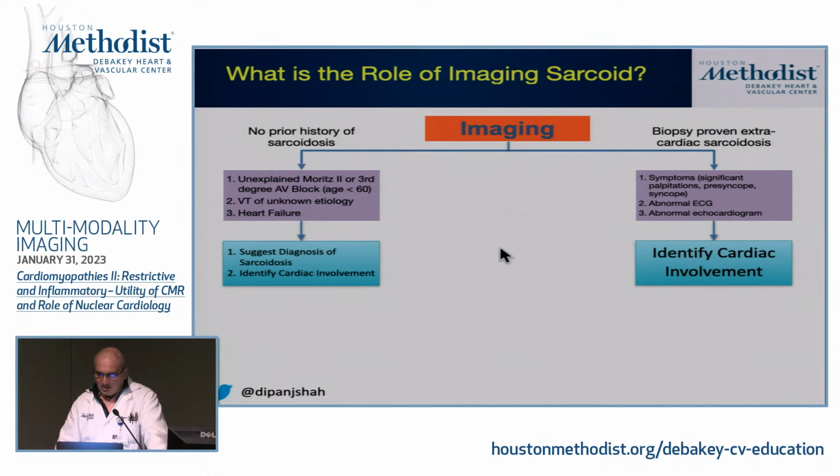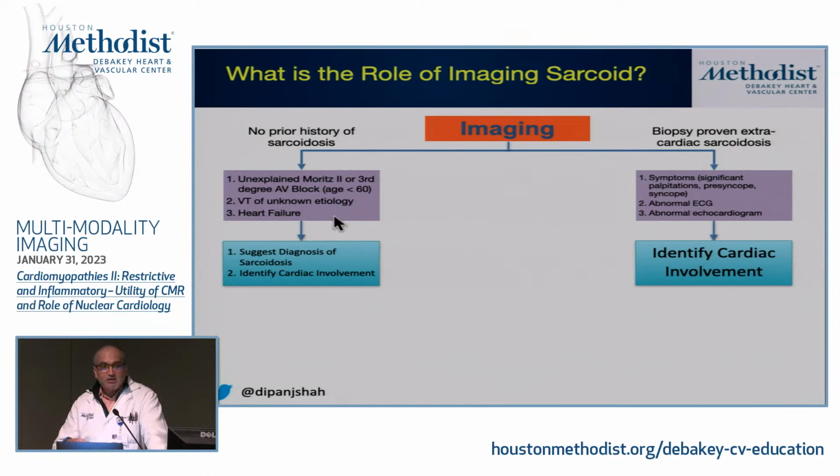And so here's a nice schematic which I put together, which says if you have people who have known extracardiac sarcoid, again, the guidelines don't recommend all of these patients should get screening, but the criteria that recommend screening for cardiac involvement are if there are symptoms, which they define as palpitations, pre-syncope or syncope, or if there's an abnormal EKG or an abnormal echocardiogram, and then obviously you're doing your advanced imaging to try to identify cardiac involvement.